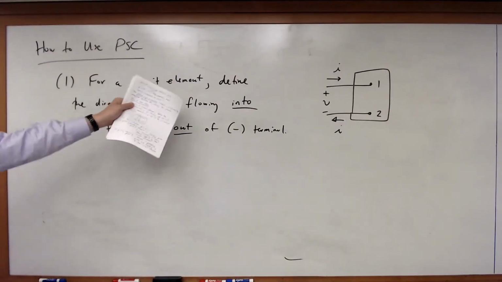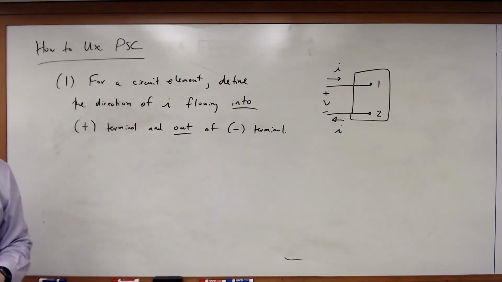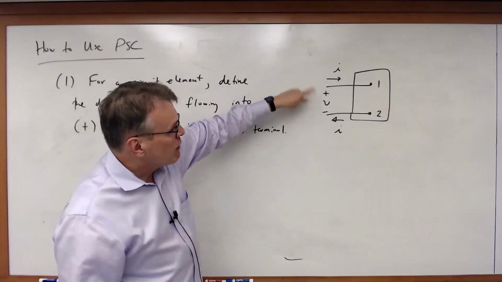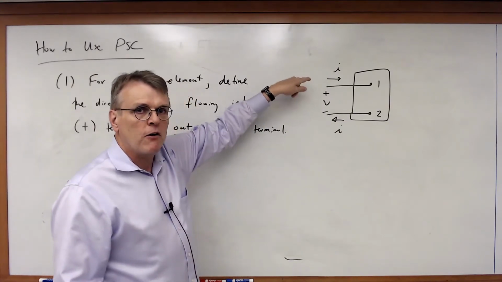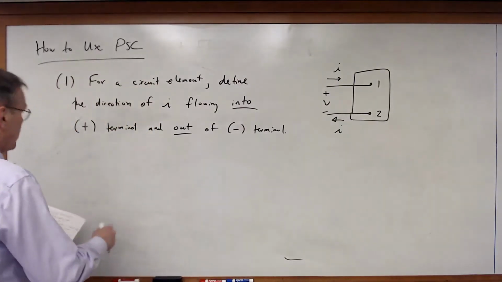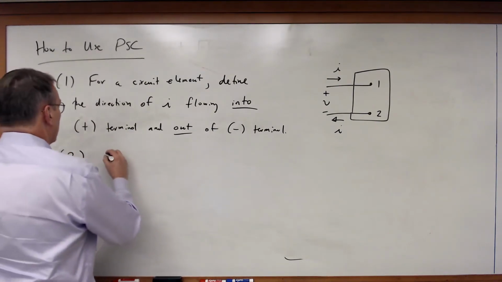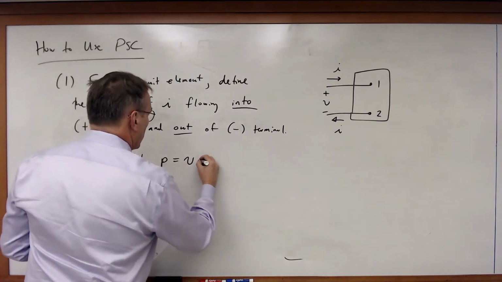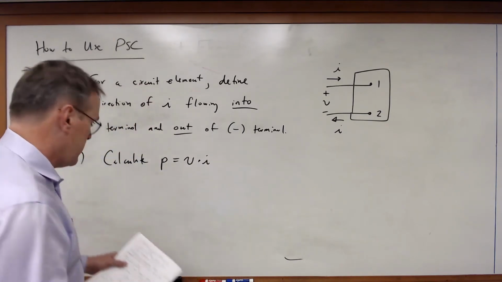For a circuit element, we're going to define the direction of I so that it flows into the positive terminal and out of the negative terminal. And we know we can always do this. I can always flip it around to conform to this definition by simply changing the sign of the voltage and the current and either flipping the direction or flipping the polarity. Once we do that, let's calculate P is equal to V times I. Once we've done that, the passive sign convention says this.